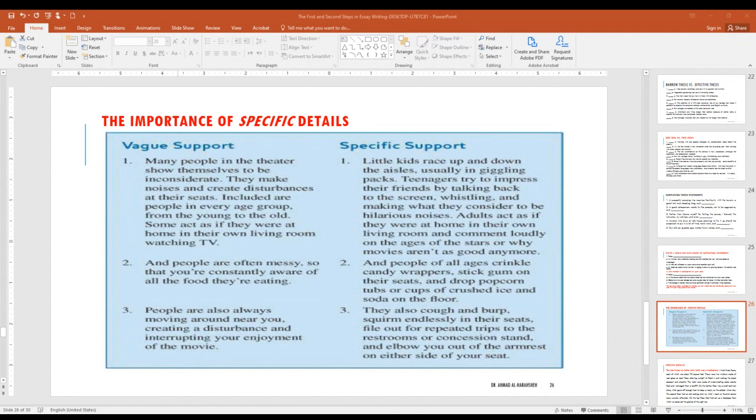So this is what I mean by avoiding vague details, because for me as a reader, I don't know, wallahi, what do you mean by creating a disturbance? What kind of disturbance do you mean? Right? You should tell me. What kind of interrupting do you mean? I don't know as a reader. So you should simplify things for me.